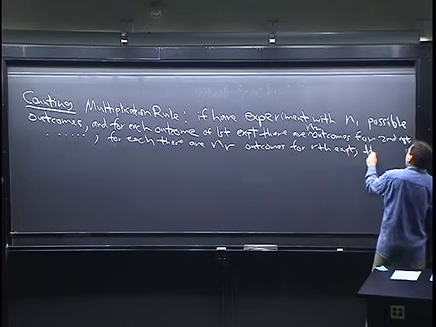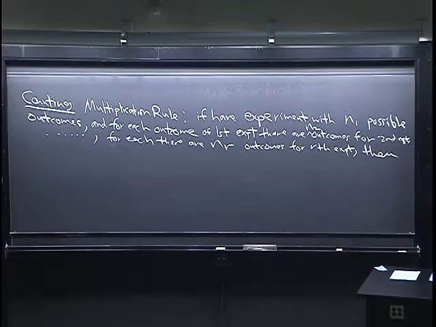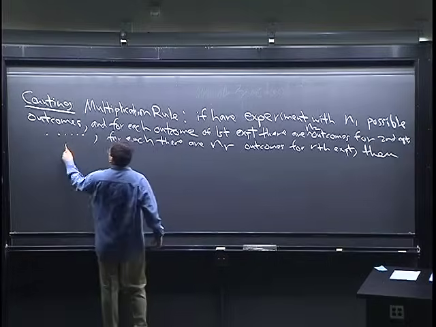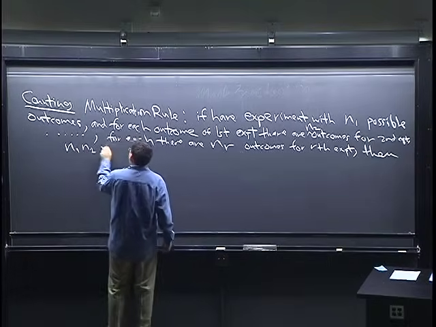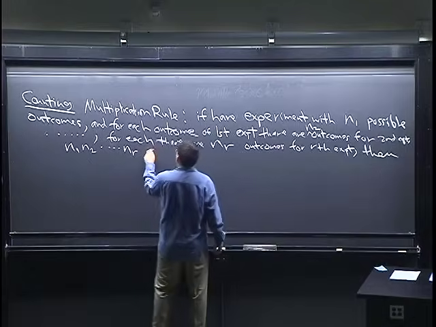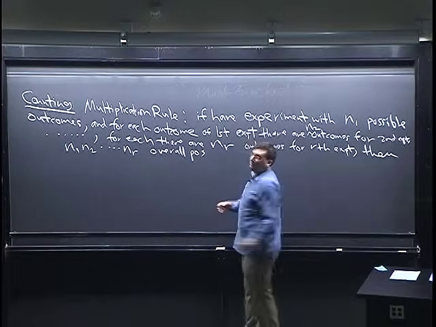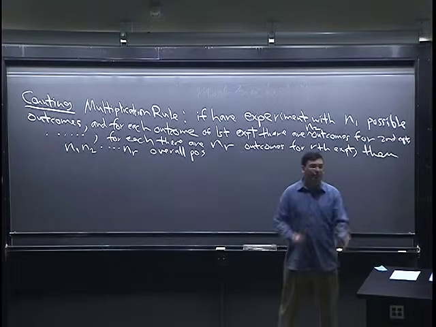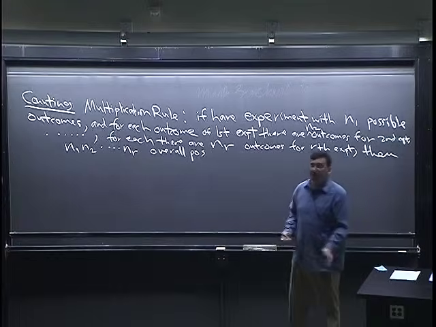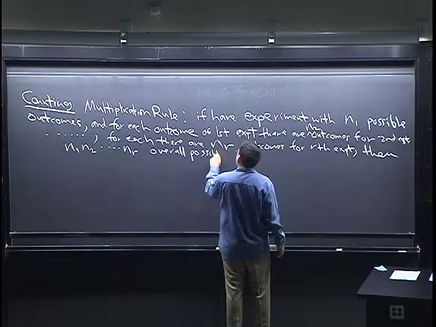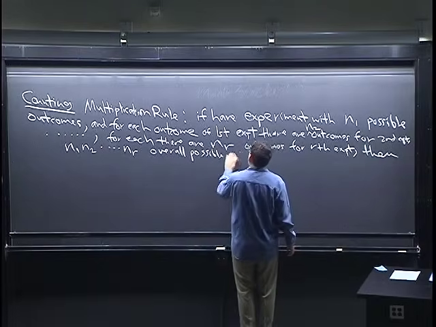Then the conclusion: we have all these separate experiments that we're doing sequentially, one after the other. Overall, there are n1 times n2 times ... times nr possible outcomes for the combined experiment. The combined experiment consists of doing all these smaller experiments, one after the other. Overall possible experiment outcomes.